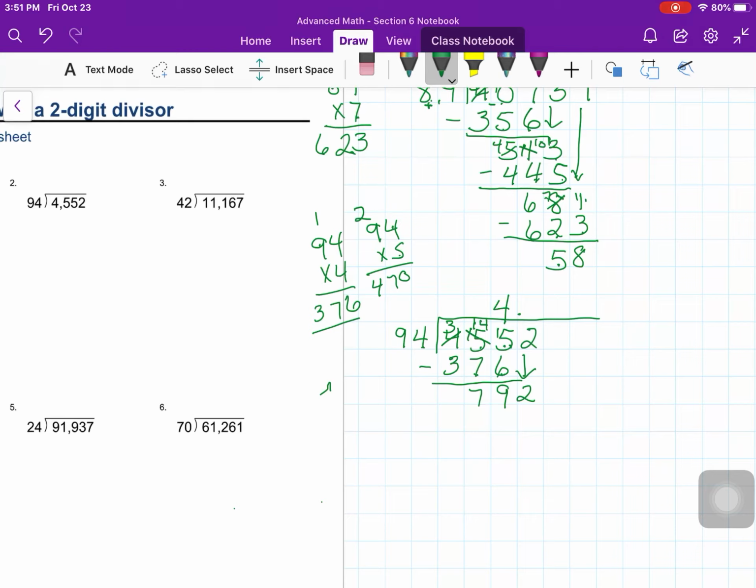94 into 792. Okay, let's see. Let's try 94 times 7. 7 times 4 is 28. 9 times 7 is 63, plus 2 is 65.